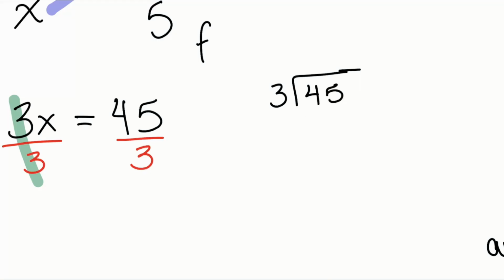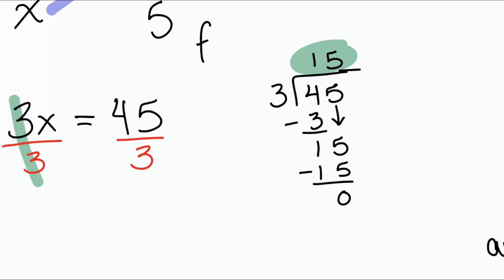3 goes into 4 one time, and then we'll subtract 3 to get 1 left over. Then we can go ahead and drop the 5. 3 goes into 15. Well, 5 times. And there we go. No remainder left over. Our answer here is 15 total fruit. And there we are. Booyah.